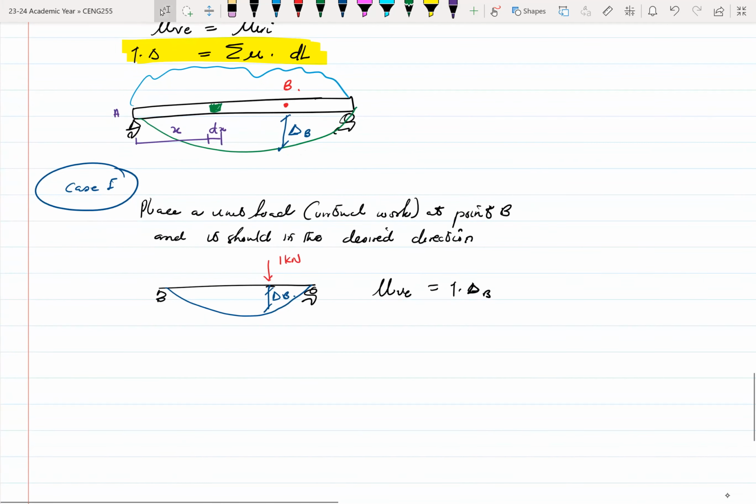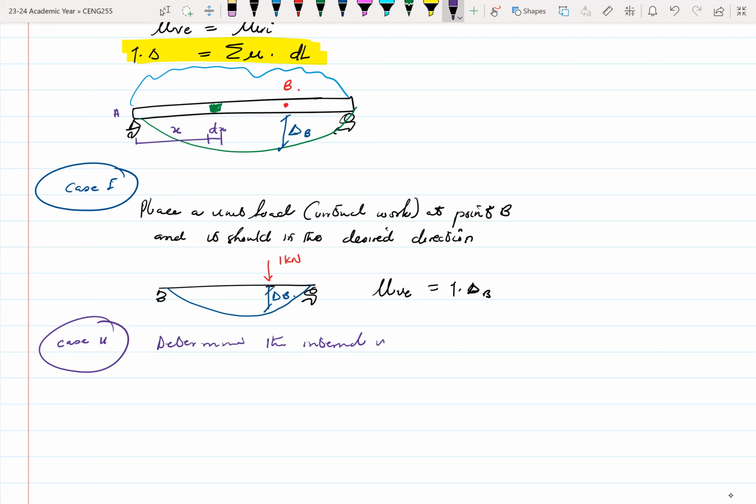So now let's look at the second case. I'll call that case 2. There's a way to formulate an equation for the two of them, right? So the first one was to determine the external virtual work. And let's determine the internal virtual work in this case.